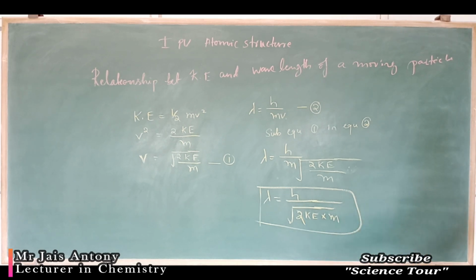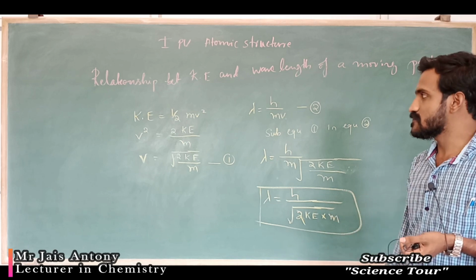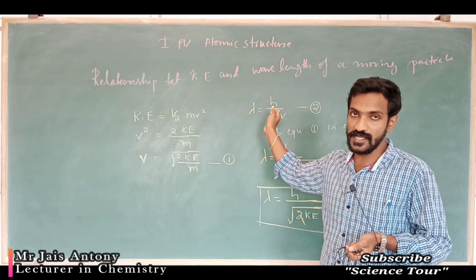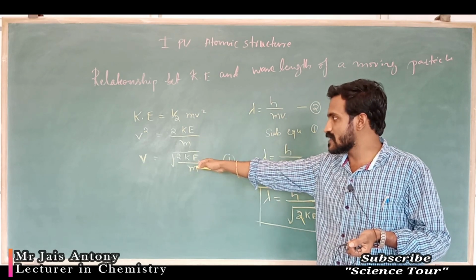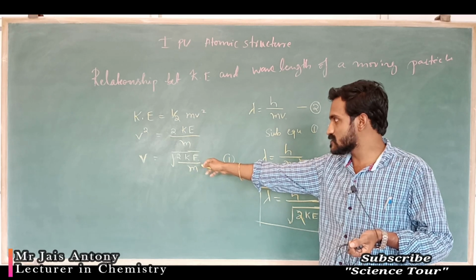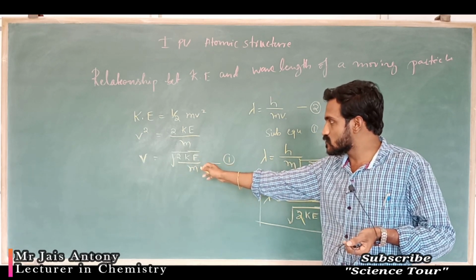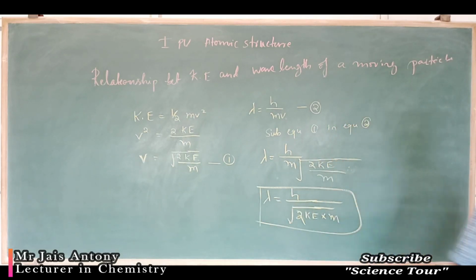This is the equation, the relationship between kinetic energy and wavelength of a moving particle. Please learn: first you have to write the equation of kinetic energy and the de Broglie equation of wavelength, and rearrange the equation to get the v value, the square root of 2 into kinetic energy divided by m. Substitute the v value and you will get this one.